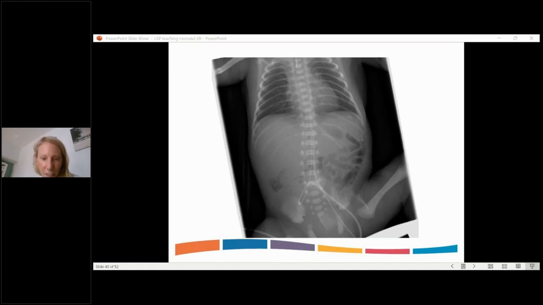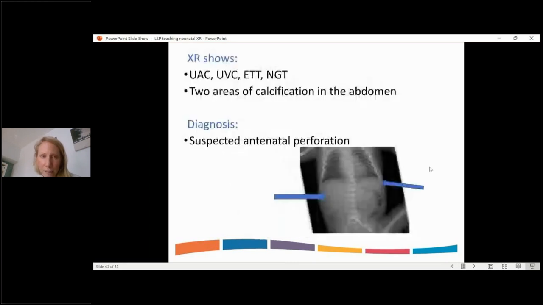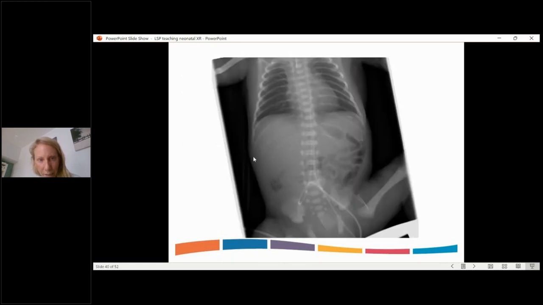Yes, well done, Neha. So if we look back, and this is why it's subtle, can you see here that there is some opacification underneath the left diaphragm? And there's also a couple of dots here. And it's really subtle. So obviously the x-ray showed the lines that we spoke about, but there are also those two areas of calcification. So if you didn't see them, it's here and here.